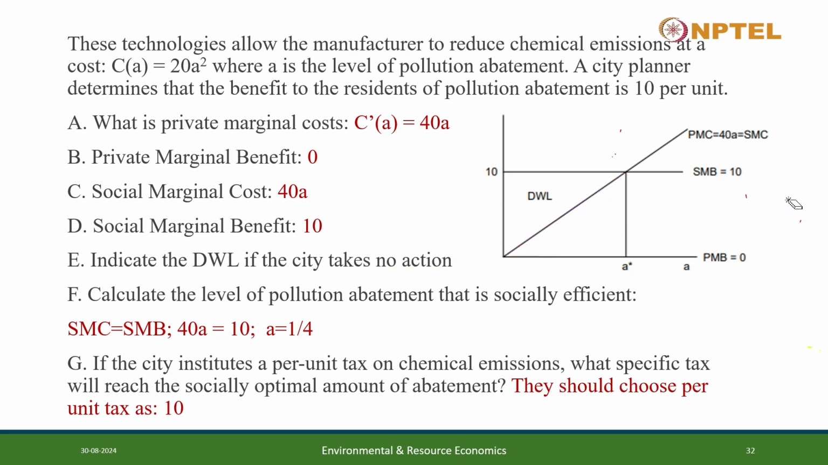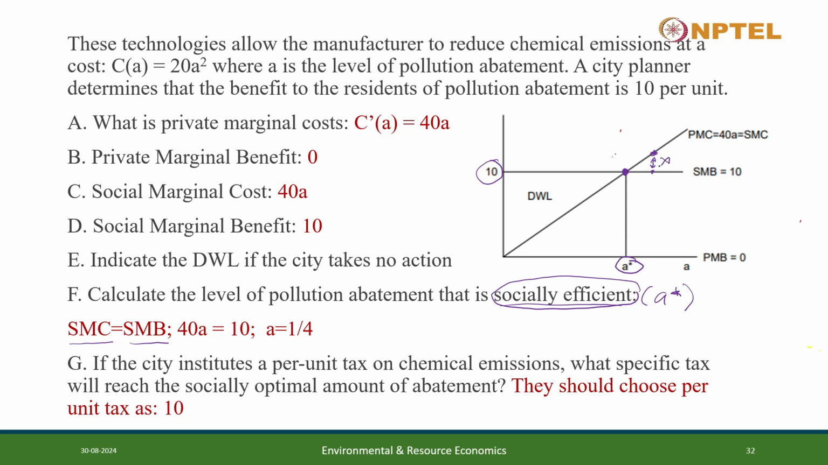Now the third part. Let's say calculate the level of pollution abatement that is socially efficient. So we have to find the efficient level of abatement, right? This is given by A star. We had said that the optimum level of abatement will be such that social marginal cost and social marginal benefit are equal to each other. So at this point, we get the optimum level of pollution abatement and the cost. However, if you do more abatement, the benefit is lesser. So this is not required.